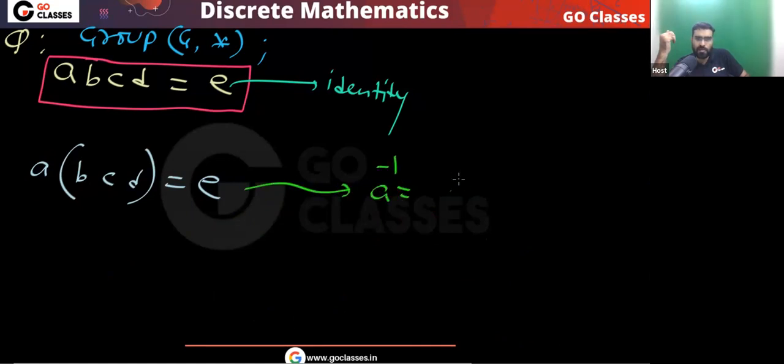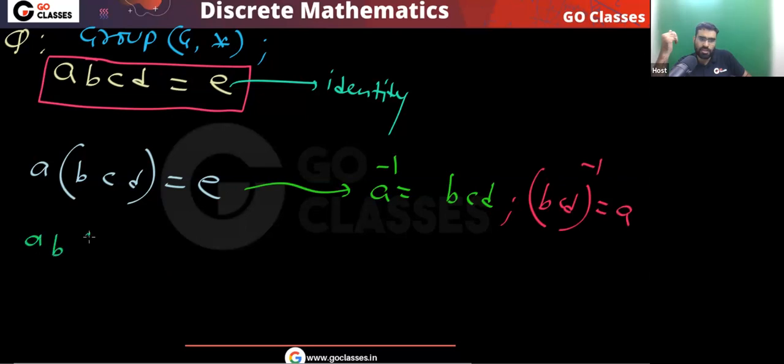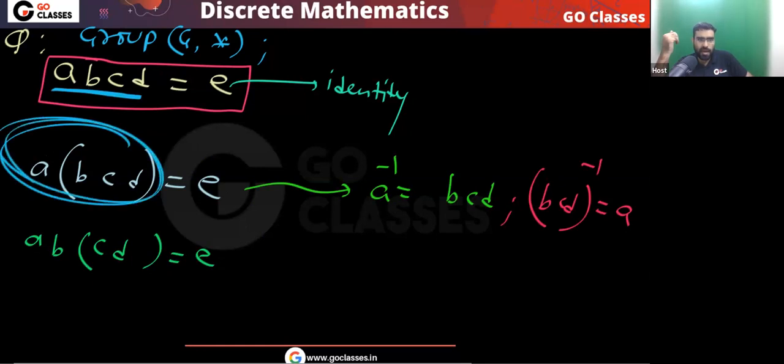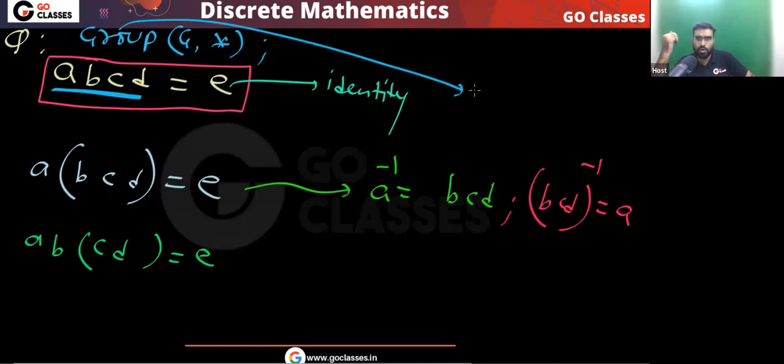From here, A inverse will be BCD, or I can say BCD inverse is A. What is another thing you can do? You can think like this. Agree? Because group is associative. Remember why I can do these type of things? I can think of this ABCD like this. Why? Because this group is always associative. So that is the reason I am thinking like this.